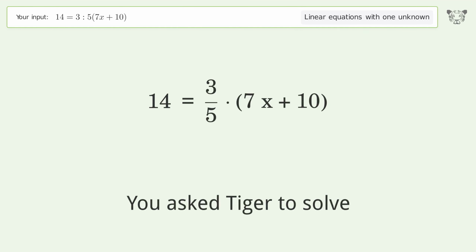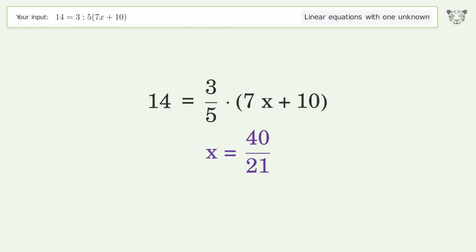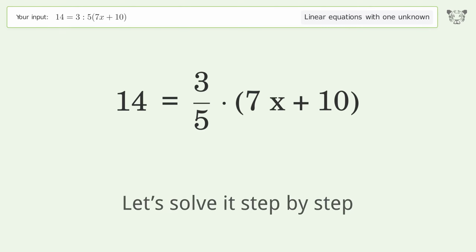You ask Tiger to solve. This deals with linear equations with one unknown. The final result is x equals 40/21. Let's solve it step by step.